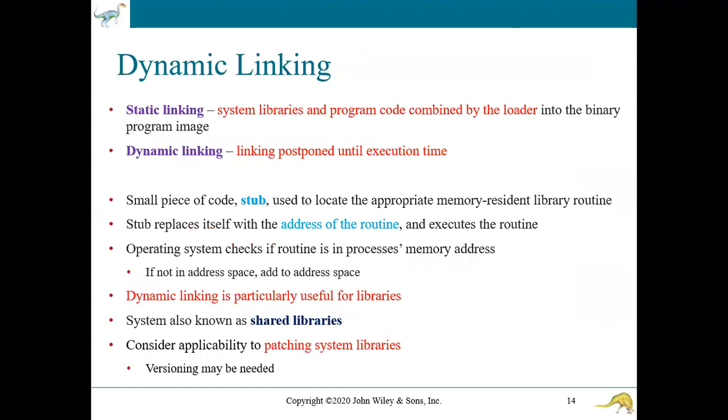So static linking, dynamic linking. In static linking, for example, system libraries and the program code are combined together into the same binary code image. So that is static binding. Which one is more efficient, dynamic linking or static linking? Obviously dynamic linking, right? You don't really require it; until the execution time, you don't need to link it. So that's better.